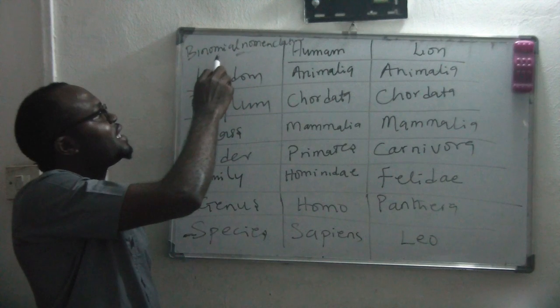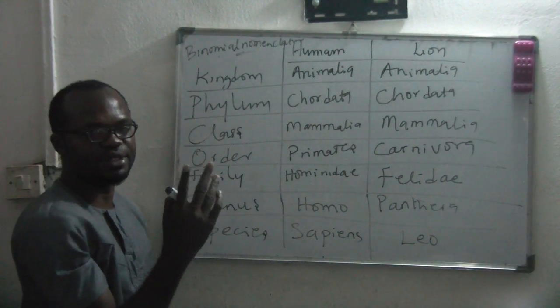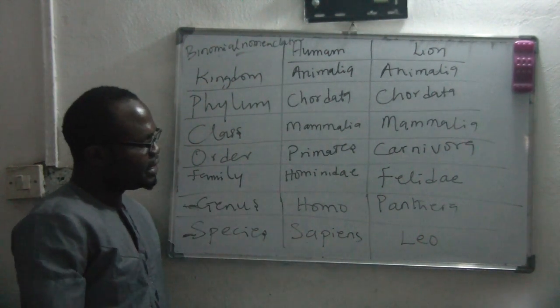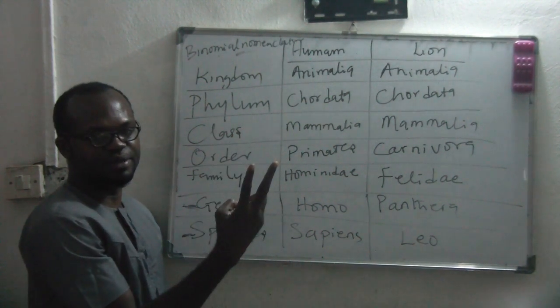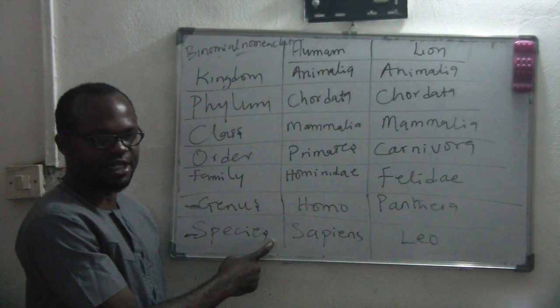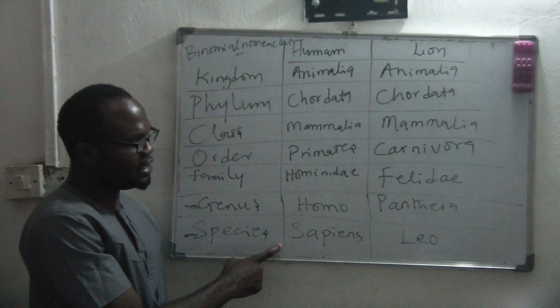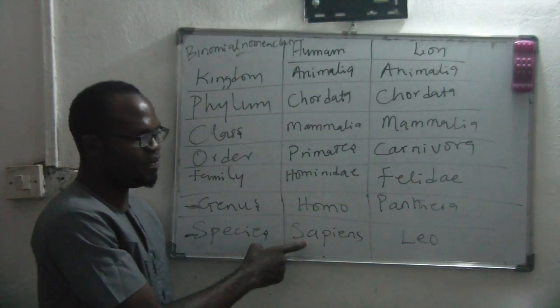Because of the fact that we are using binomial nomenclature, we are using two names. You're not going to name human being sapiens or Homo alone. You give it two names. So those two names are the generic name and the specific name. Genus name and what? Species name. So human being by this explanation is Homo sapiens.